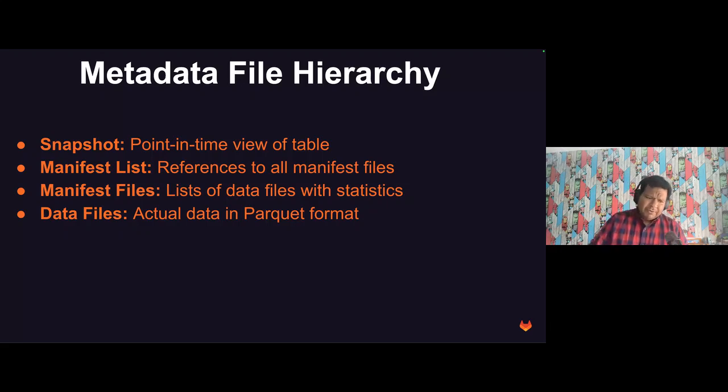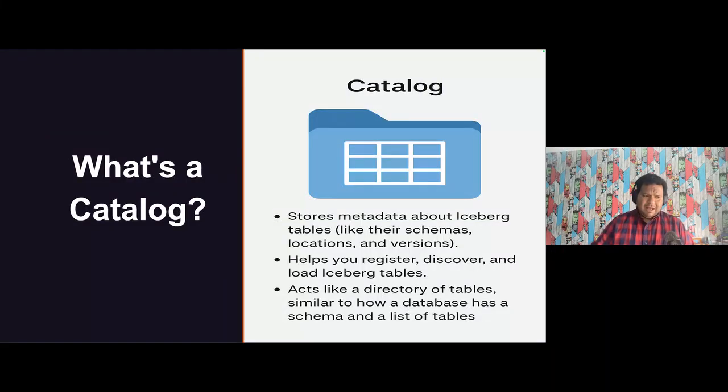When we talk about Iceberg, we talk about one very common thing. The metadata and data are just the way the data is stored. But in order to query or use this, we have to use something called a catalog. It's quite widely known, and everyone talks about the catalog. So what's a catalog? Basically, a catalog stores the metadata about Iceberg tables, like schema, locations, and versions.